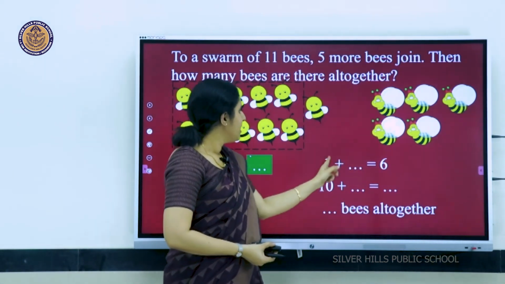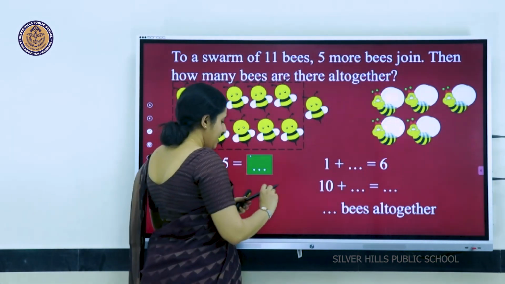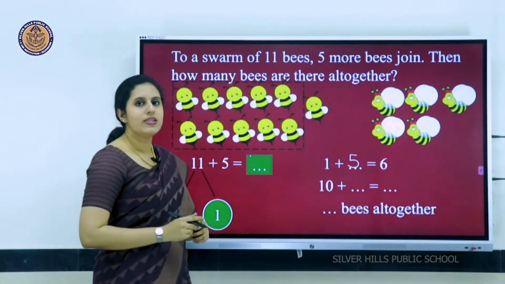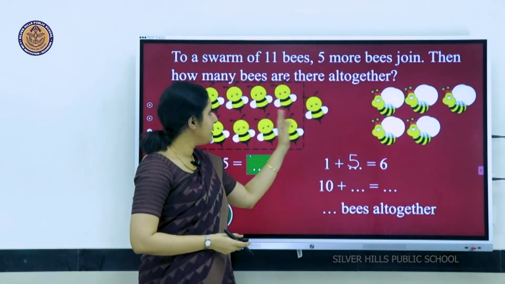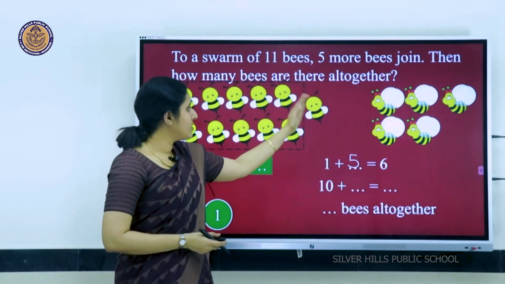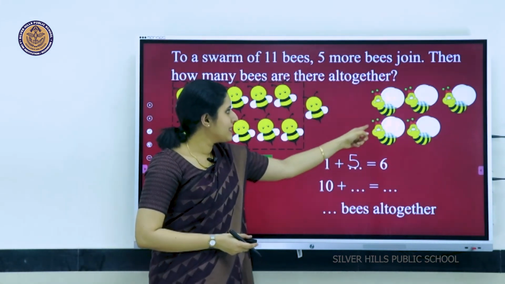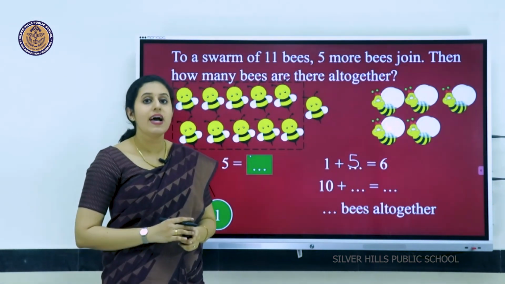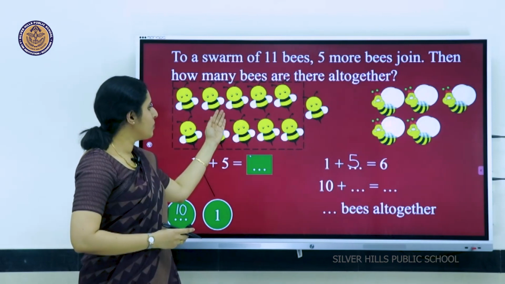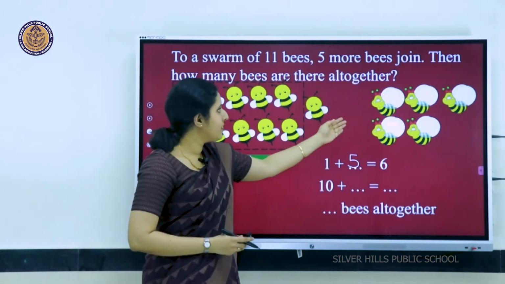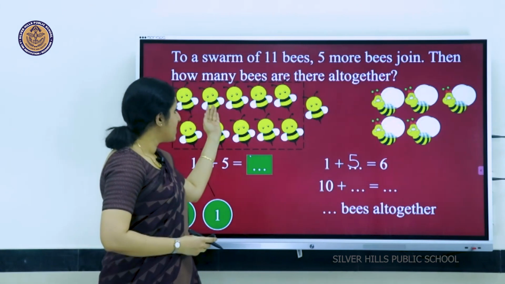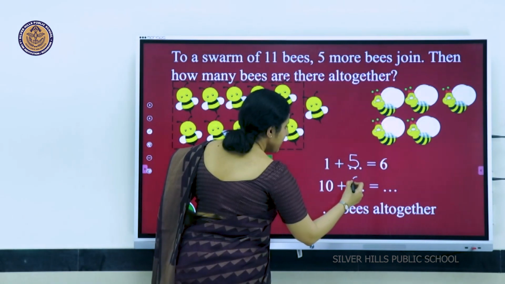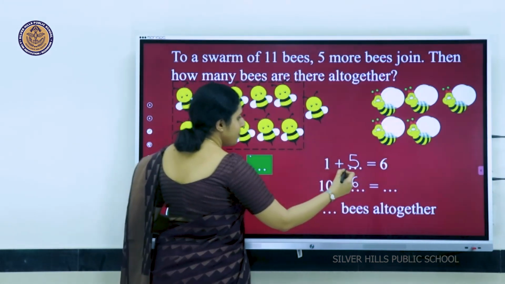So, 1 plus 5 is equal to 6. That will give you the number of bees outside this group. So, 1 plus 5 is equal to 6 will give you the number of bees outside the group. Now, inside this group there are 10, outside the group there are 6. So, 10 plus 6. Let us fill that. What is 10 plus 6?